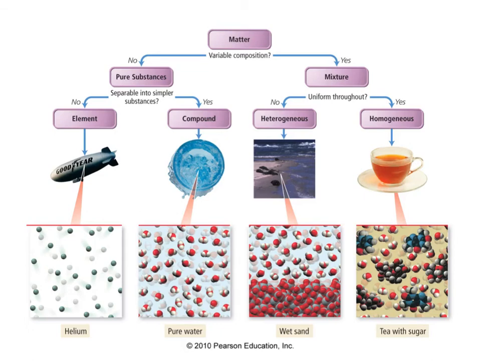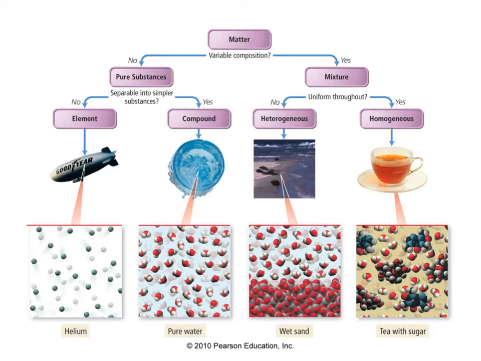All right, in addition to phases, another way that we can classify matter is based on its composition. We have the heading of all matter at the top here, and then the first question we're going to ask is, do we have variable composition or constant composition? If we have constant composition, then we fall in the category of pure substances.